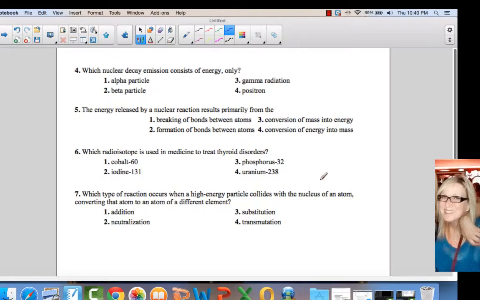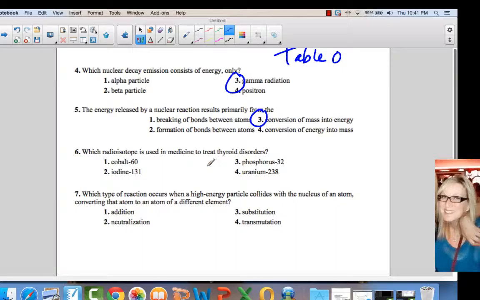Which nuclear decay emission consists of energy only? That would be gamma. If we go to table O, we can see that gamma particles have no mass, no charge. It's pure energy. The energy released by a nuclear reaction results primarily from the conversion of mass to energy.